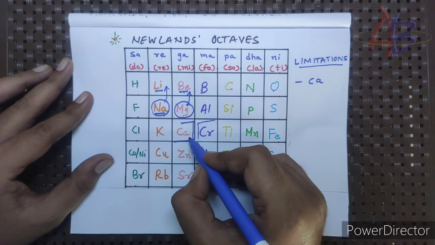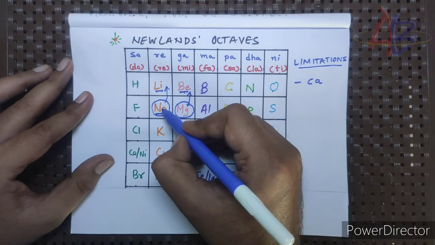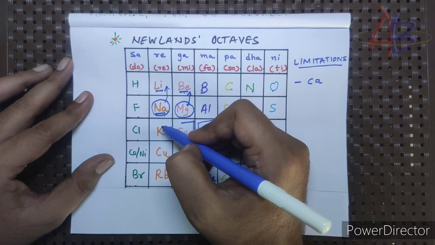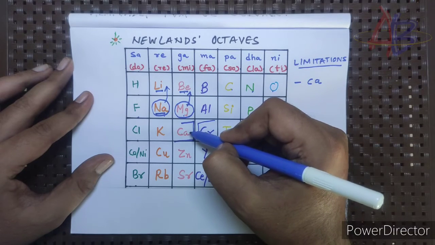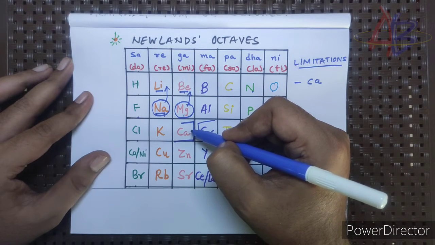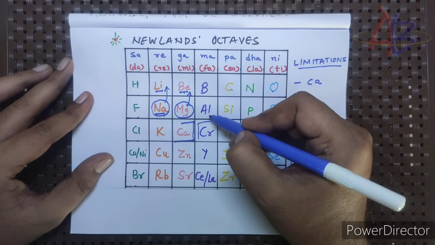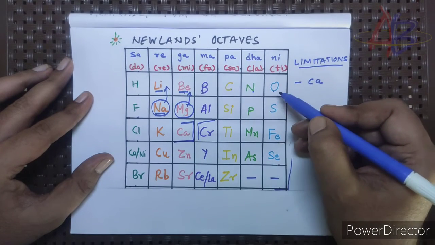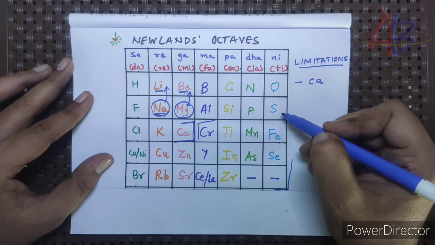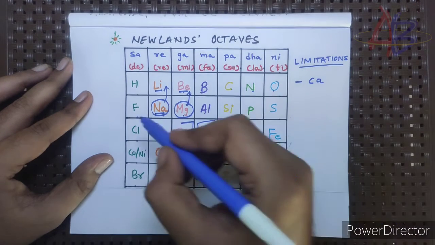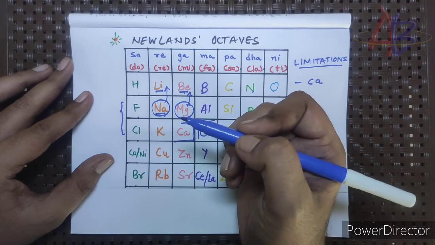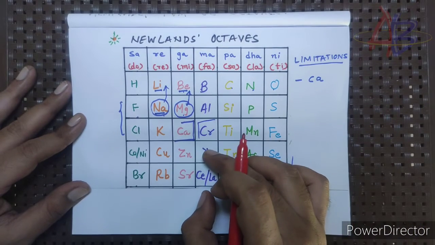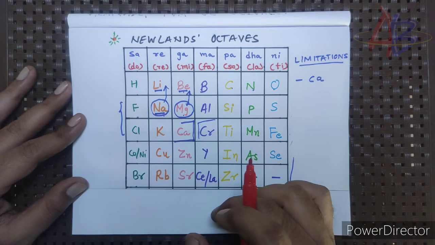That is, till calcium, you will find lithium, sodium, potassium, which are found in the modern periodic table in group 1. Just like that, beryllium, magnesium, calcium are also present in the same group in the modern periodic table. Similarly, boron and aluminium, carbon and silicon, nitrogen and phosphorus, as well as oxygen and sulfur are present in the same group in the modern periodic table. Just like that, fluorine and chlorine are also present in the same group. After calcium, every eighth element did not exhibit similar behavior to the first element.